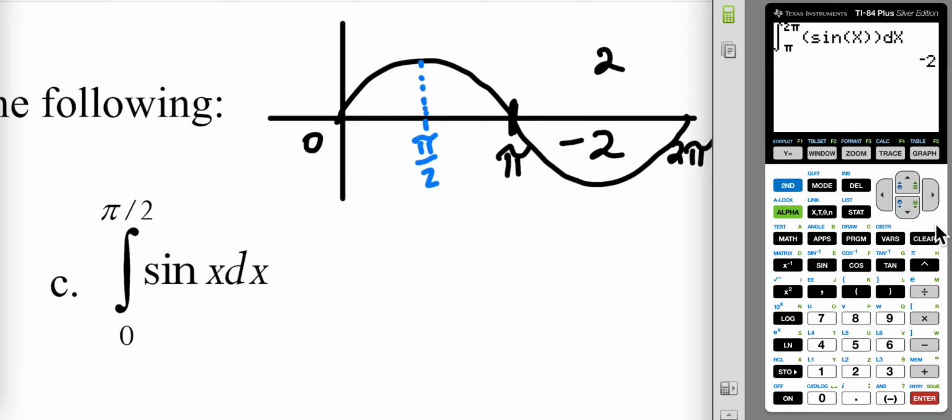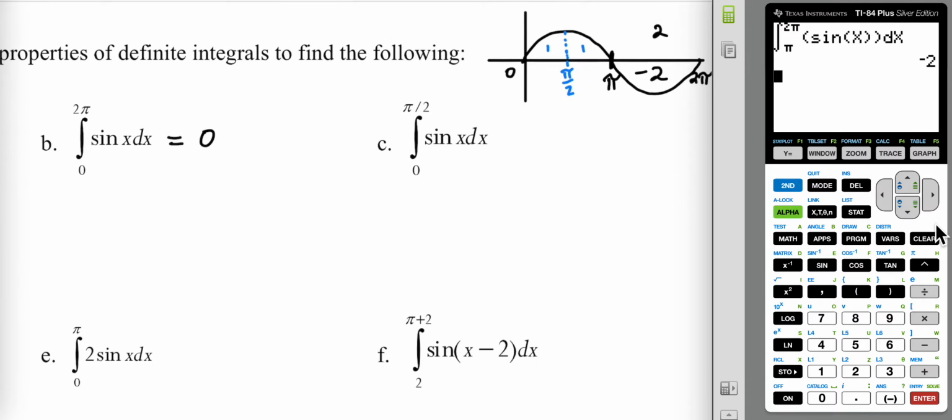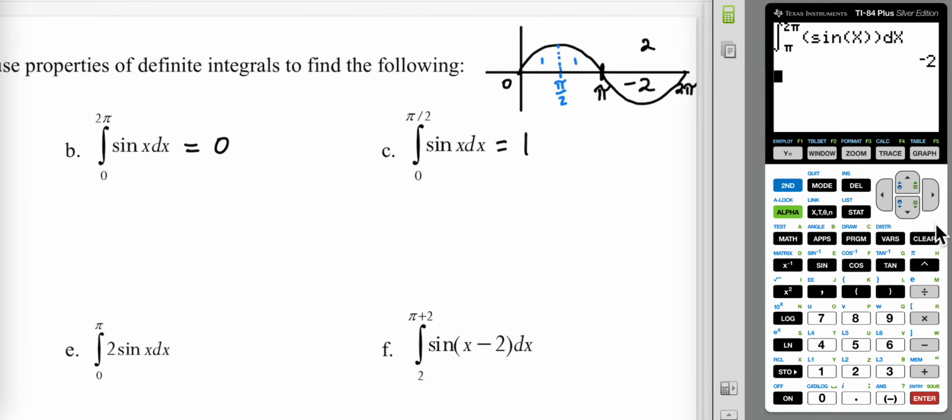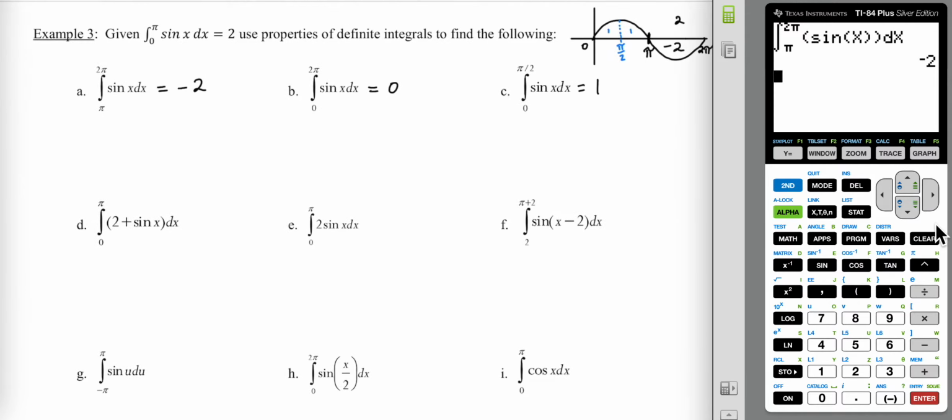It looks like we have 2 equivalent areas. All right, so it's reasonable to assume that each one of these is going to have an area of 1. All right, so from 0 to pi over 2, we'll have an area of 1. So now we start kind of expanding on that.